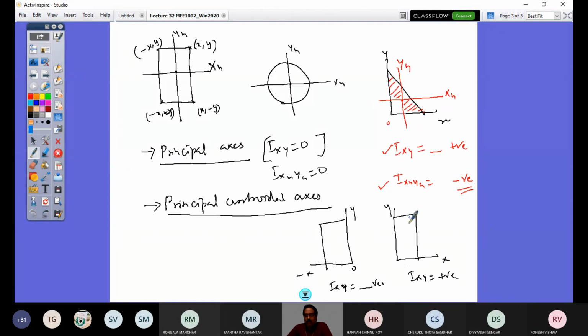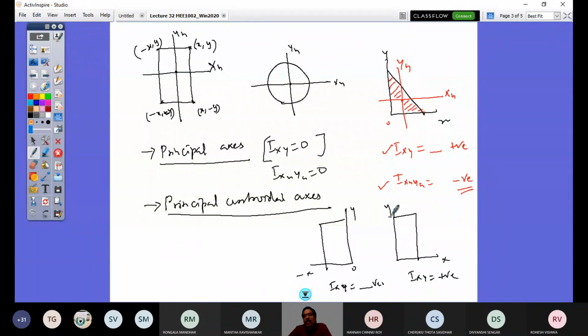Okay, so let's understand this. See here in this rectangular section, with respect to the XY axis set for a rectangle, which is not the central axis, I can have my product of inertia.